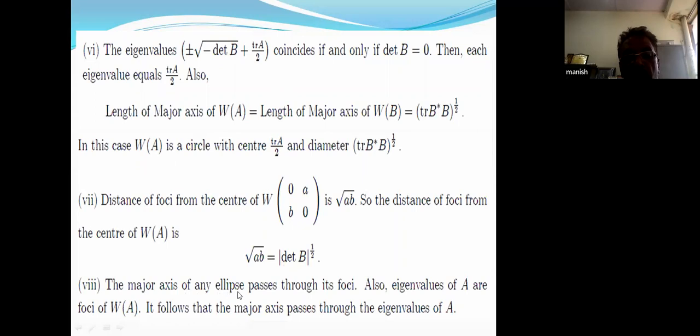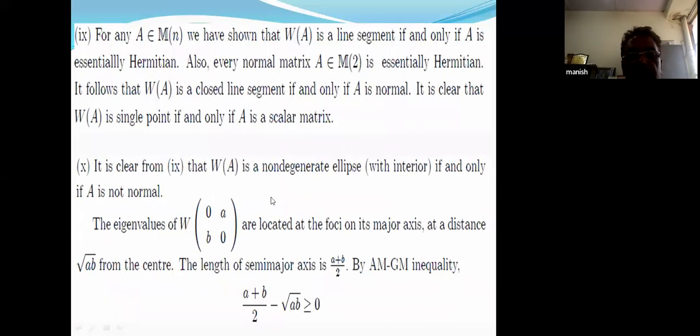The major axis of any ellipse passes through its foci. Also, the eigenvalues of A are the foci of the numerical range. It follows that the major axis passes through the eigenvalues. Now, this is important. We are going to use it in further discussion.